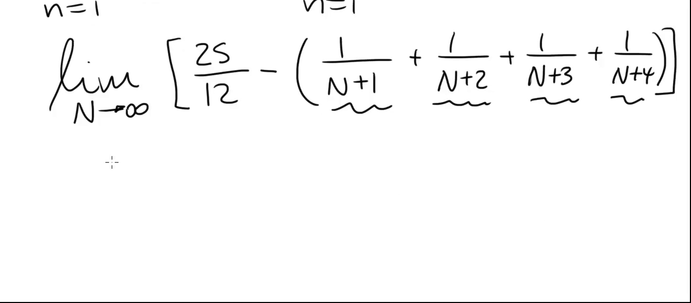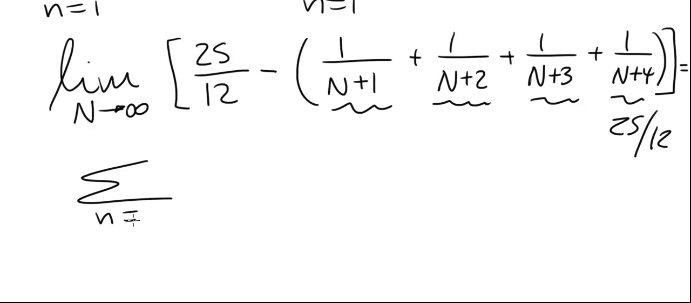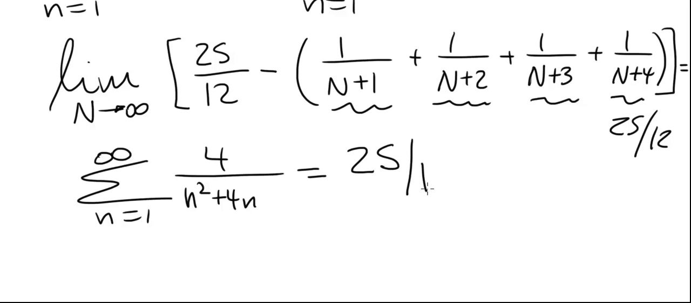So to summarize, we can write this as equal to 25 over 12. And in summary, the series, the summation from 1 to infinity of 4 divided by n squared plus 4n, is a telescoping series in that most of the terms, when we compute the nth partial sum, cancel, and we're left with few terms. This series converges to 25 over 12.